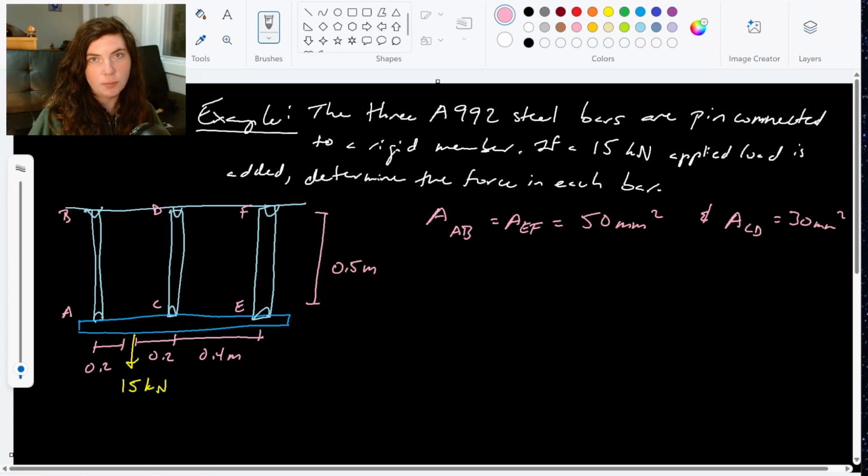So for this last example, I want you to see if you can work this out on your own. It can be kind of difficult to work out the geometry for this one, but I have every confidence that you can do it. So we're given this system of 3 A992 steel bars that are pin connected to a rigid member. If a 15 kilonewton applied load is added, determine the force in each bar. So this is our layout, right? We have this 15 kilonewton applied load, 3 equally spaced bars, cross-sectional areas are given. Go ahead and try out this problem.